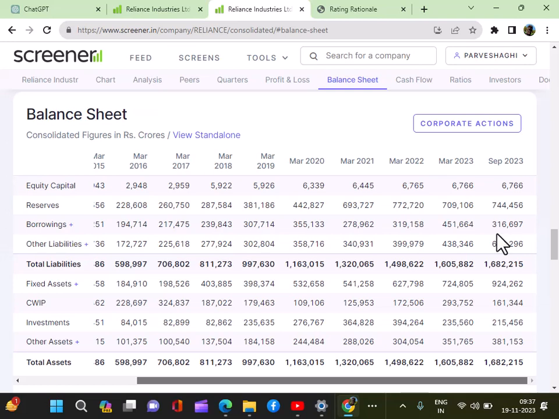Reserves can also come from an FPO, if the company issues shares at a premium, so that adds to the reserve, or it can be because of revaluation of the assets, whatever. So the reserves are 7,44,000. This belongs to the shareholders.